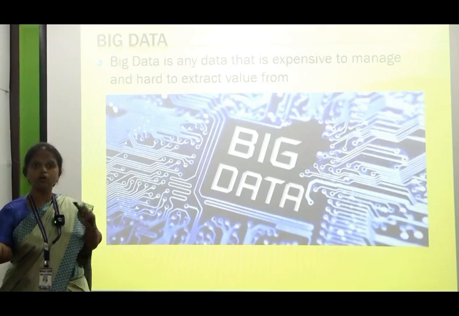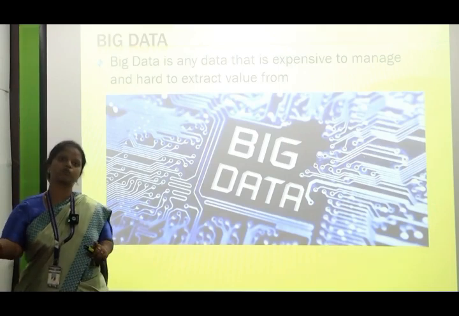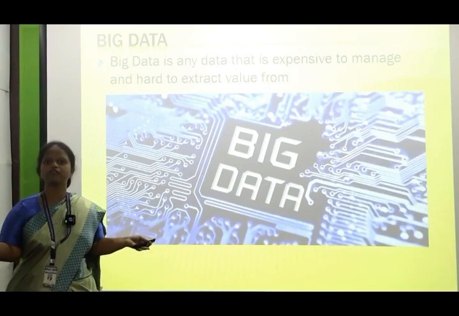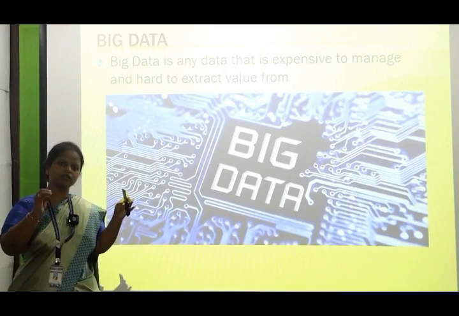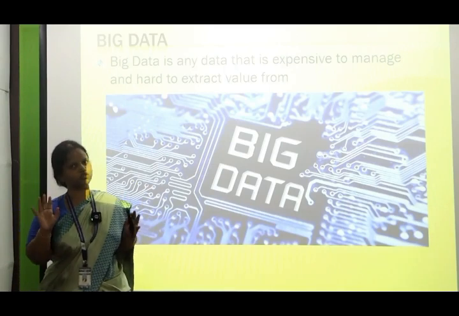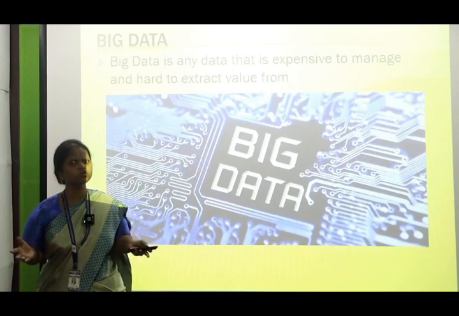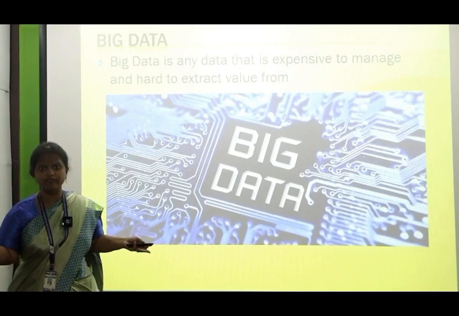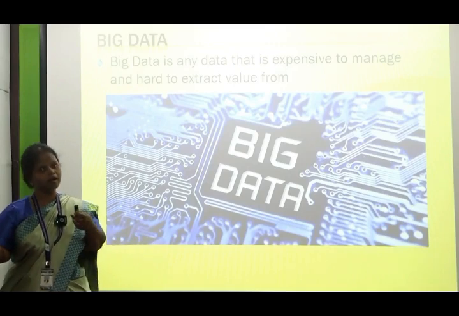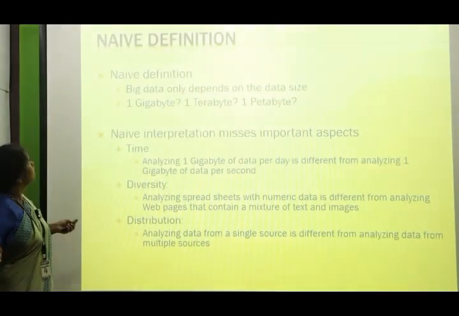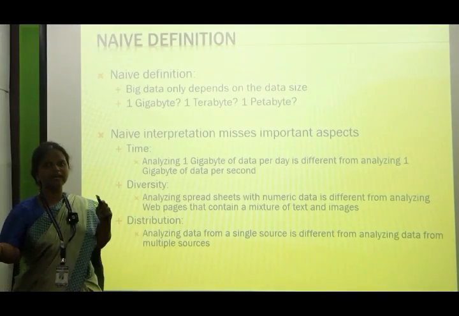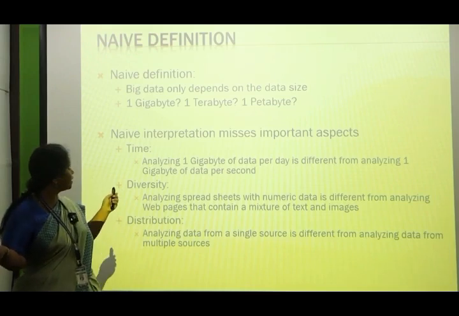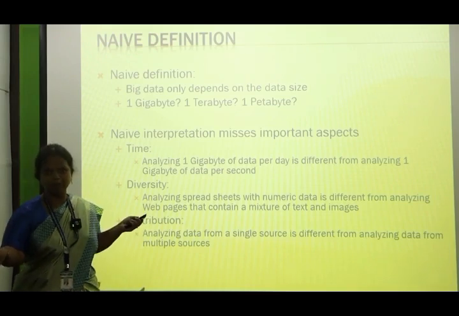Before going to know about data science, we have to know the term called big data. What is called big data? The huge amount of data is called big data. Normally the smaller amount is called data. If there is a huge volume, huge velocity and a huge variety of data, that entirely is called big data. So normally, do you think big data depends only on the size? Is it 1 gigabyte, 1 terabyte, 1 petabyte, 1 exabyte?